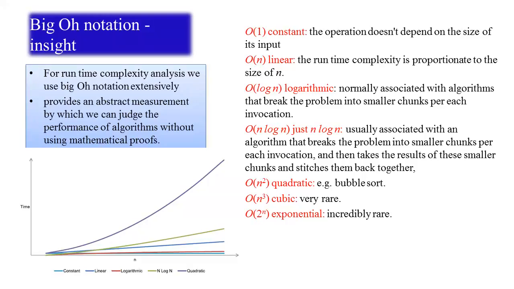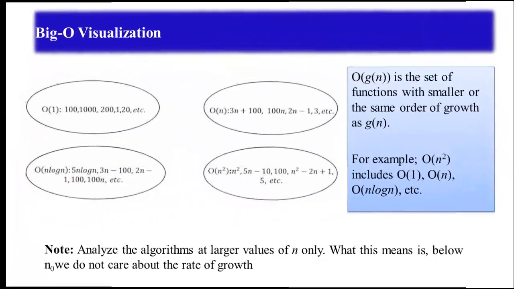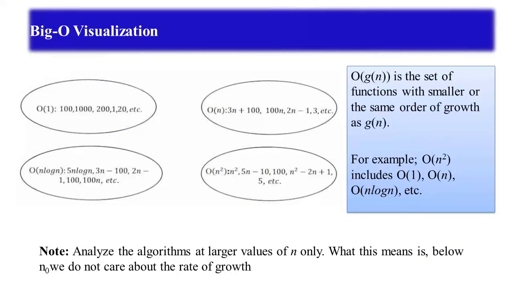Now let us have a small visualization. The important point that is conveyed with this particular picture is that order of g of n is going to be the set of functions with smaller or same order of growth as g of n. So the idea is, if I say order of n square, the order of n square will automatically include my O of 1, O of n, and O of n log n. Right? So when I say O of n, it will automatically include my O of 1. So it is something like a subset. So when I say n square, it is going to automatically include my n complexity. That is the idea here.